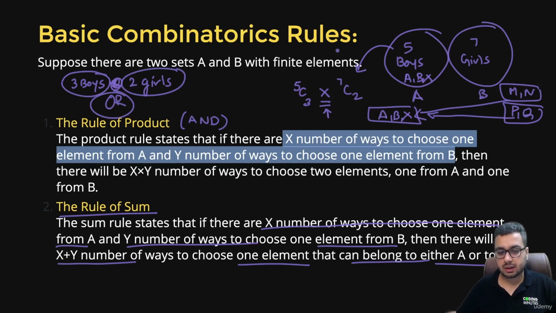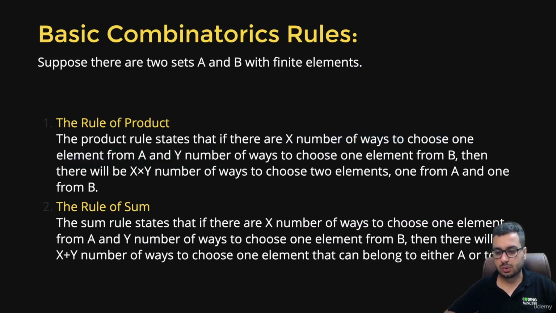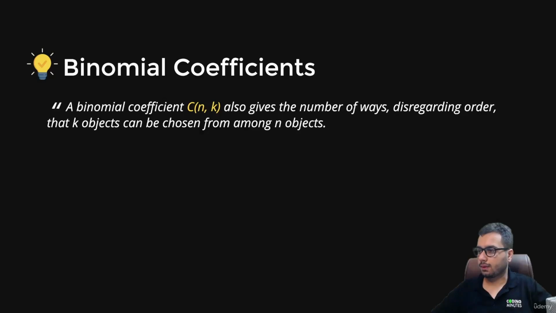If you want to pick 3 boys, they can be picked in 5C3 ways, or the option is you can ignore all the boys and just pick 2 girls, so the number of ways would be 7C2. So this is the sum rule basically. The sum rule is "or", the product rule is "and". I hope you are getting the basics of the product and sum rule, and that's all for the introduction to combinatorics. In the next video we will see how to work with binomial coefficients.